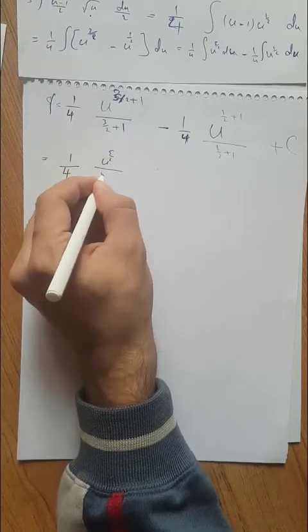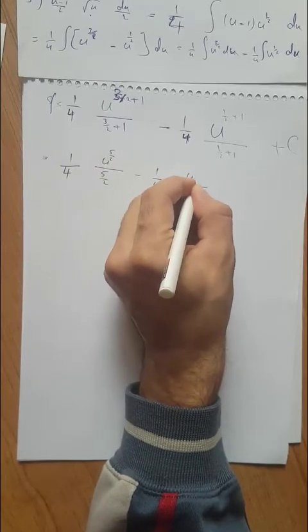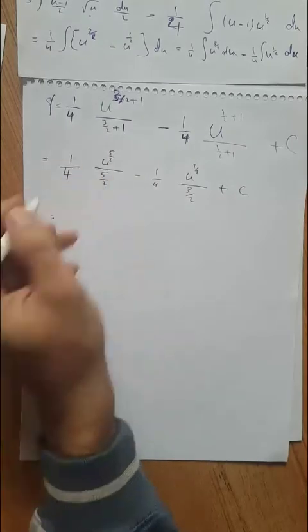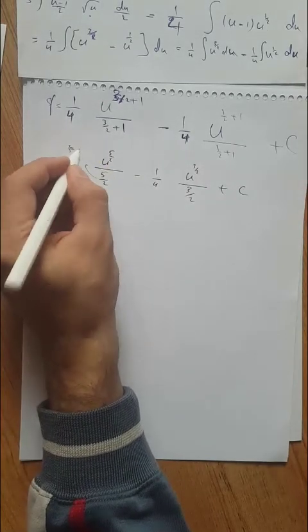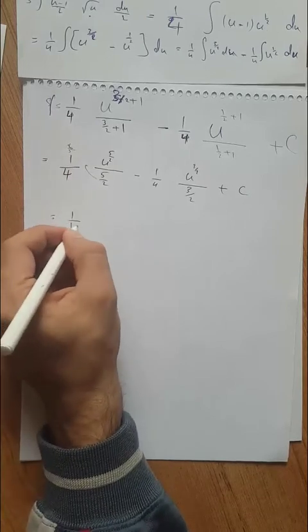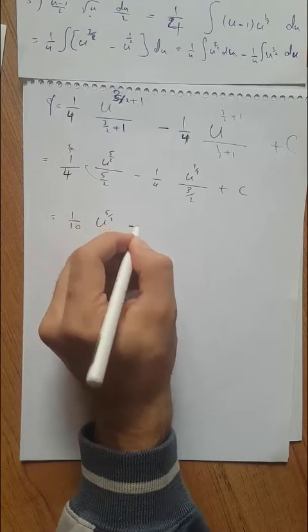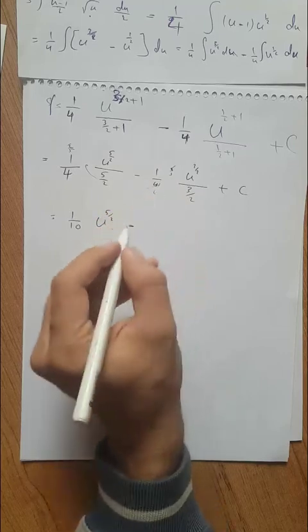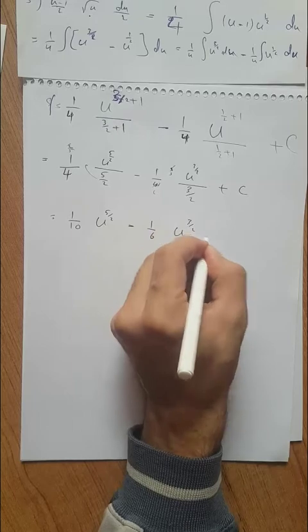5 over 2. Here's also 5 over 2, minus 1 over 4, u to the power 3 over 2, 3 over 2, plus c. And time to do the reversing on this one: it will be 2 over 5 equal to 1 over 10, okay? u to the power 5 over 2, minus this one is going to be 1 over 6, okay, u to the power 3 over 2 plus c.